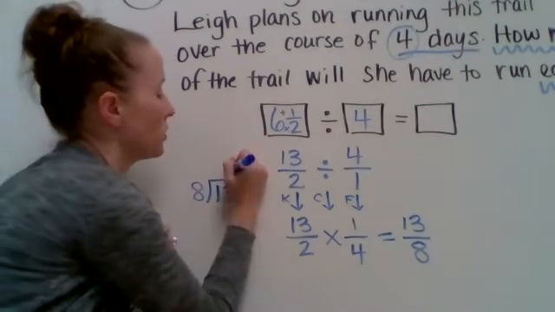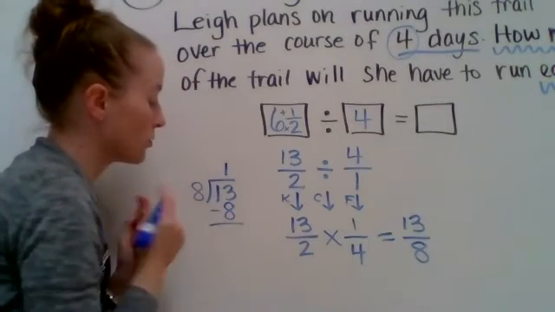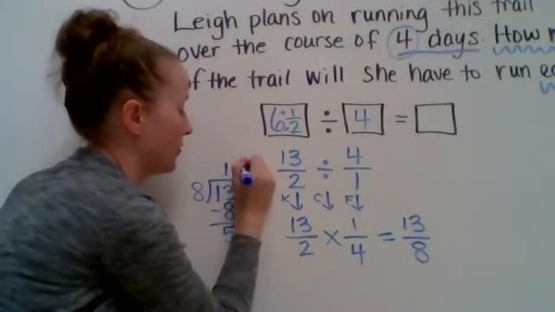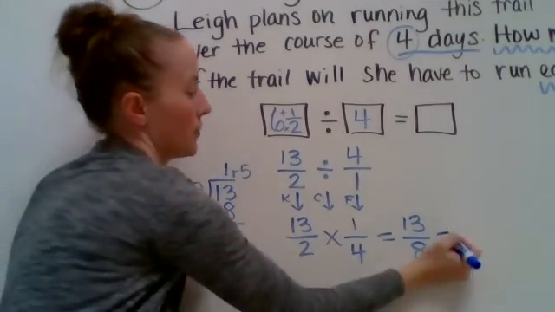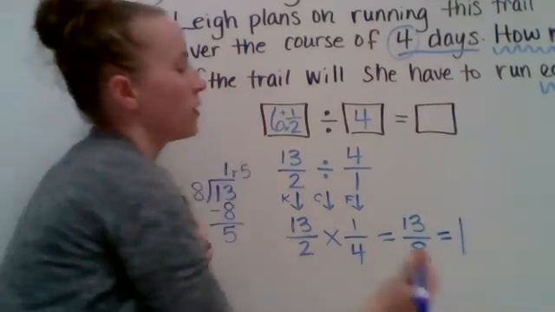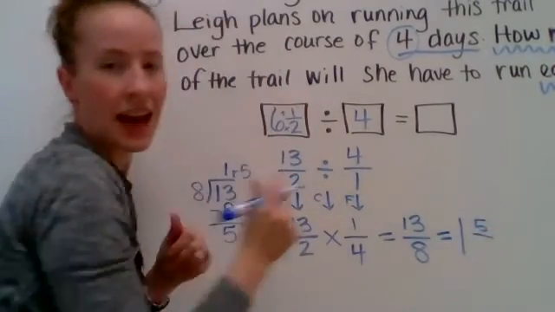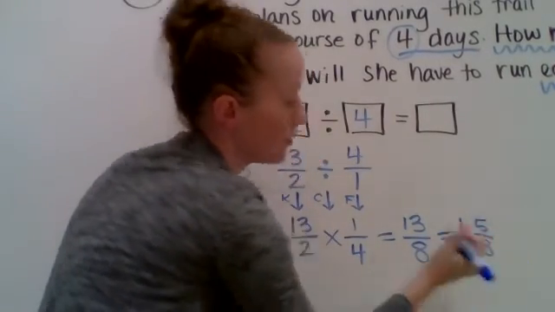8 goes into 13 only one time, so I'm going to put a 1. That's 8. I'm going to subtract and get a remainder of 5. So this is my work off to the side. Now I'm going to make this look like a mixed number. So this is 1. So we had 1 whole. Remainder of 5 means 5 pieces. And if I look back just one step, I see that those are the sizes of 8s.